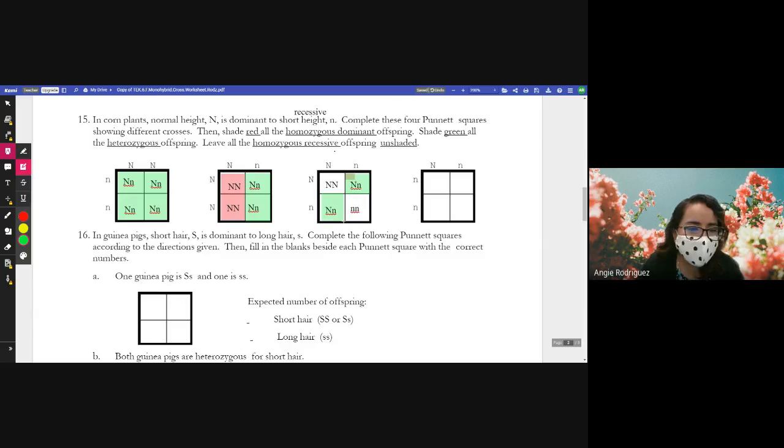Any reds? Yes, right? The big ends. Right here. So this one goes red because it's homozygous dominant. Does this one go any color, or do we leave it like that? We leave it like that because it's homozygous recessive. Two little ends. Recessive is when I have, for example, two little ends or two lowercase letters. Okay.